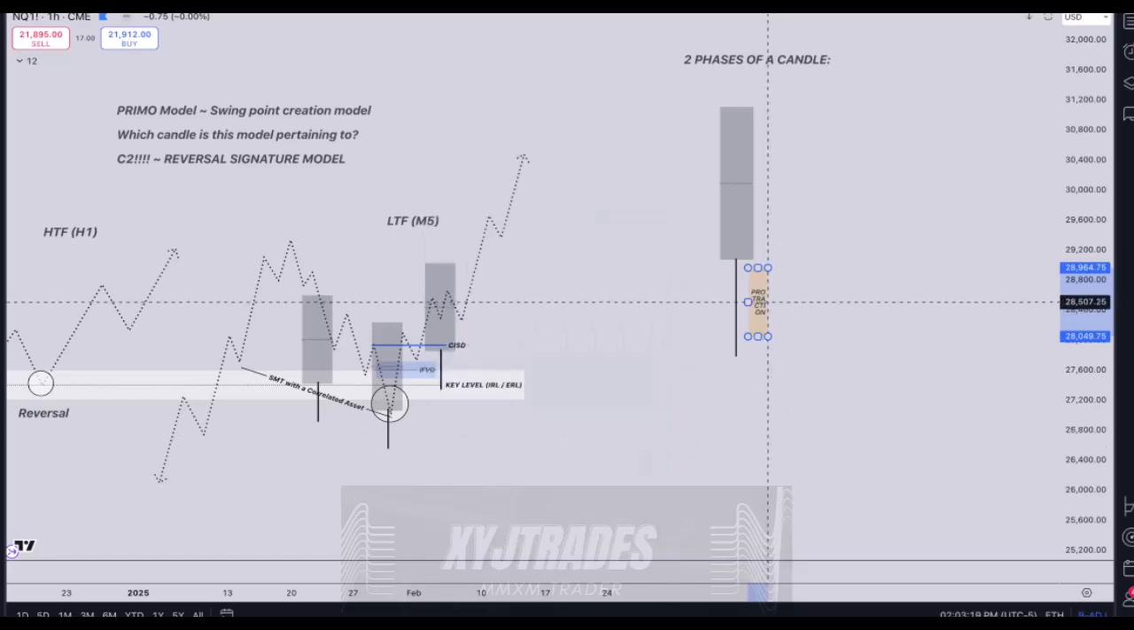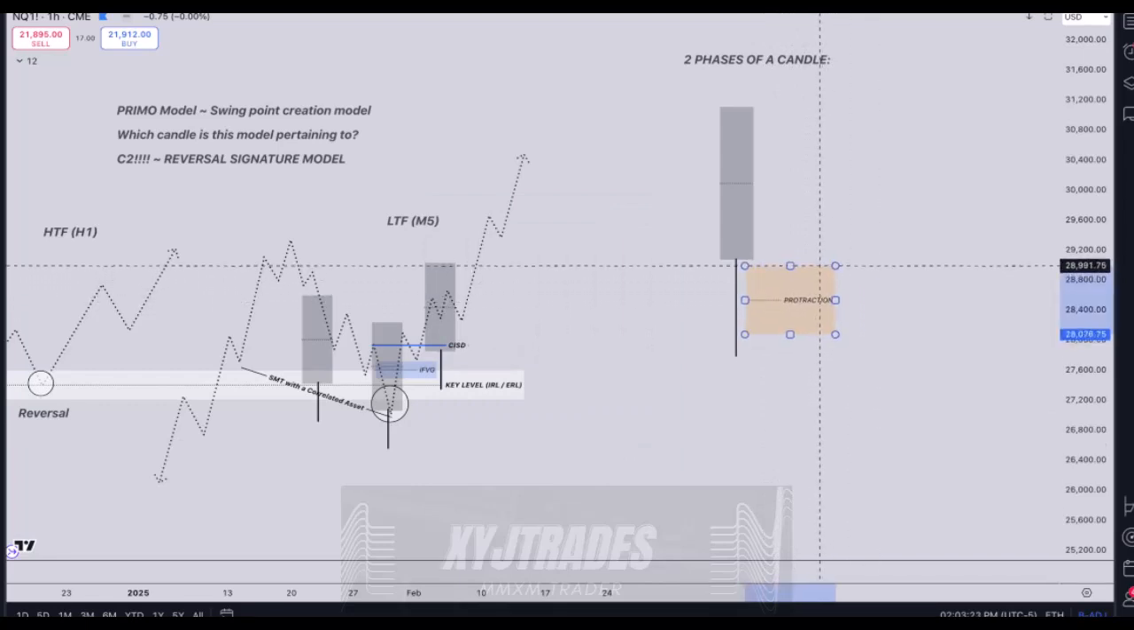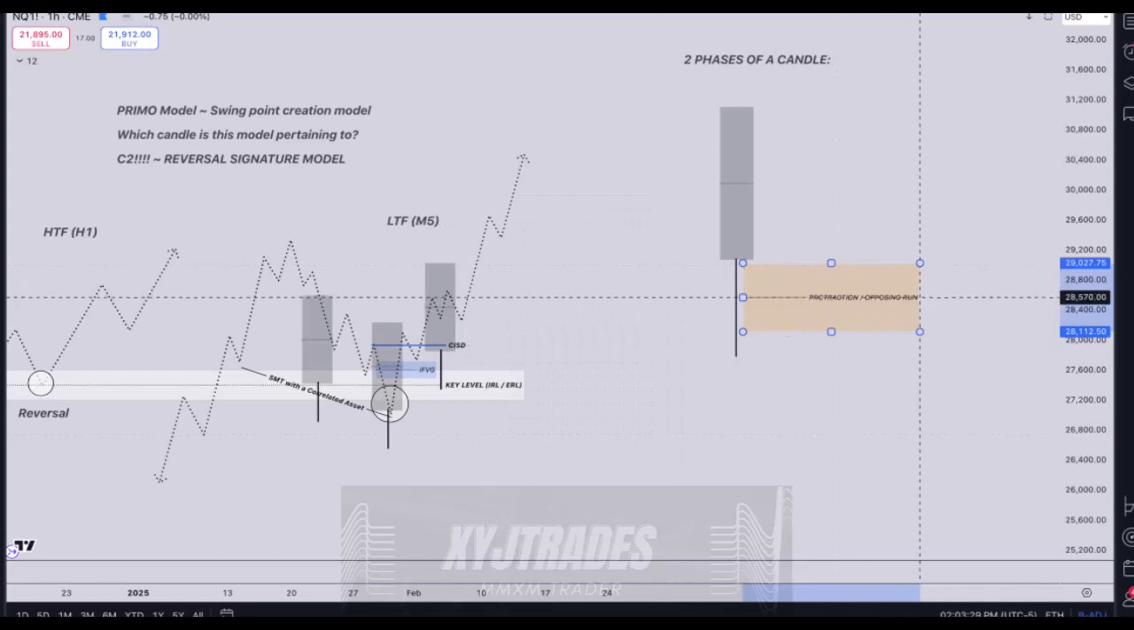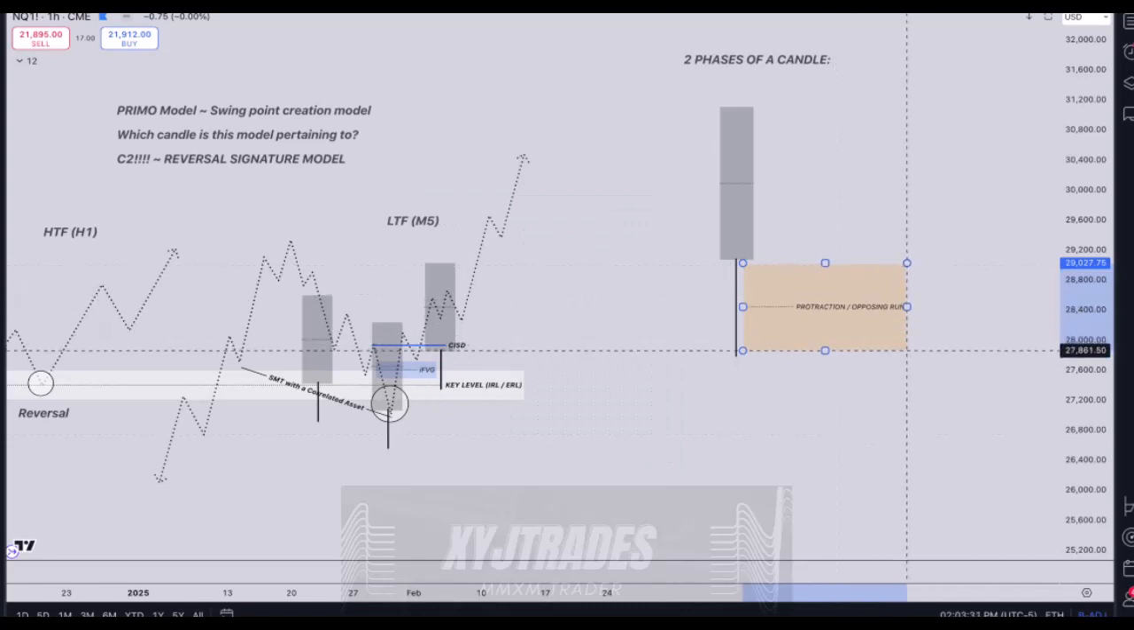So this in here is the market manipulation phase of the candle, where the candle forms the opposing run. Sometimes you'll hear this as opposing run, okay? That's what I define as protraction or manipulation. Then there's this phase of the candle, which is the expansion phase.